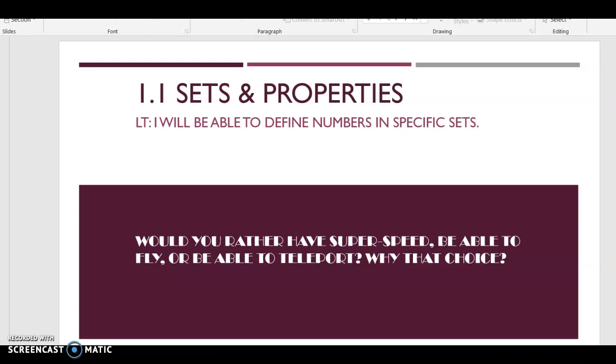I'm doing sets and properties today, specifically the number system. This is the standard Kentucky High School N3 under the cluster use properties of rational and irrational numbers.